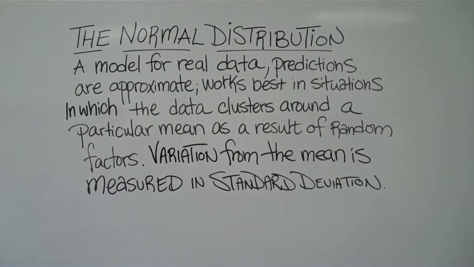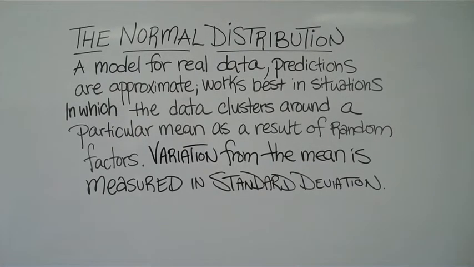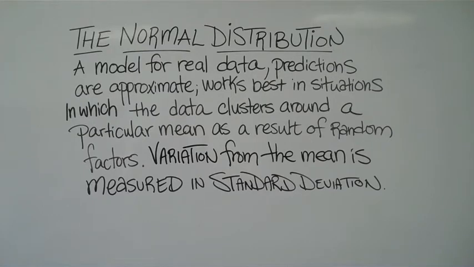What is the normal distribution? The normal distribution is a model for real data. The predictions made by the normal distribution are approximate. It's only approximate. It's not exact, and it works best in situations in which the data clusters around a particular mean as a result of random factors. Variation about the mean is measured in standard deviation, which we know is the square root of variance. So we're going to measure spread by SD, and the mean is going to be at the center of our graph of a normal distribution.